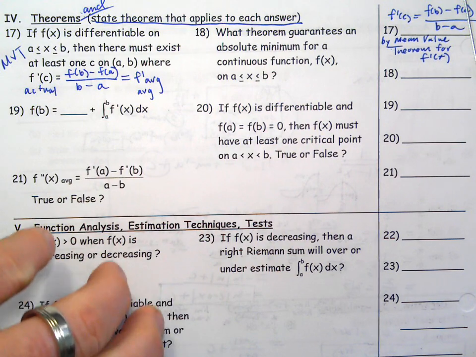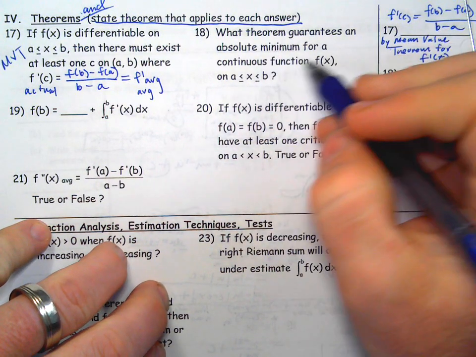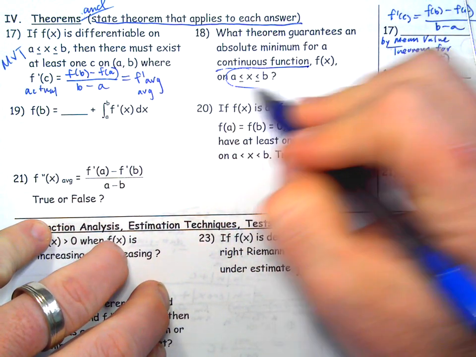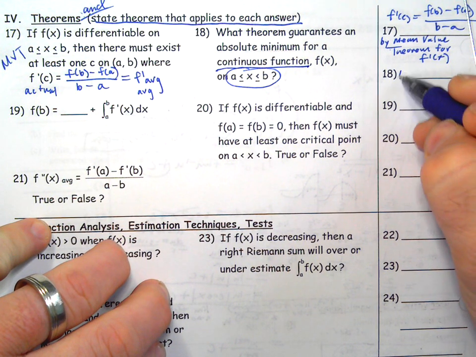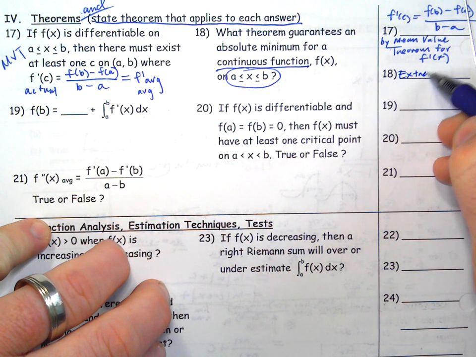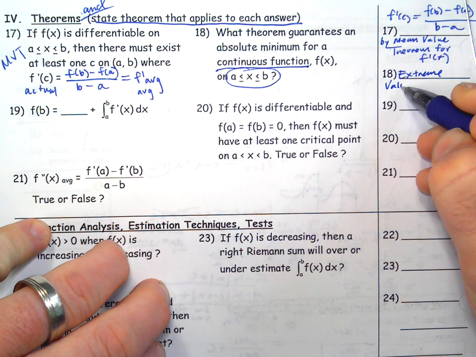18, what theorem guarantees an absolute minimum for a continuous function on a closed interval? Well, that's extreme value theorem. So that's a one answer one. Extreme value theorem.